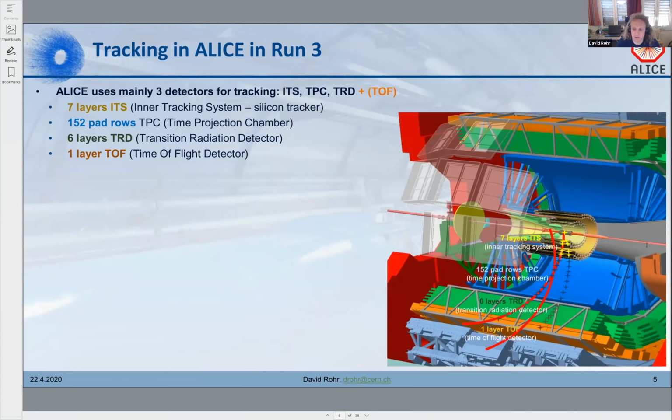Okay, the Alice detector, for those who are not so familiar with it, I'm just talking about the tracking detectors in Alice and in the barrel region. There's also a forward region for muons, but I'm talking only about the barrel. So we have in the innermost part 7 layers of what we call ITS, inner tracking system, which is the silicon pixel detector. Next, going from inwards to outward, is the famous TPC with 152 pad rows. Then we have the 6 layers of transition radiation detector. This was originally made for PID, but we can also use it for tracking and in particular for TPC calibration. And the outermost layer would be 1 layer of time of flight detector, also for PID.